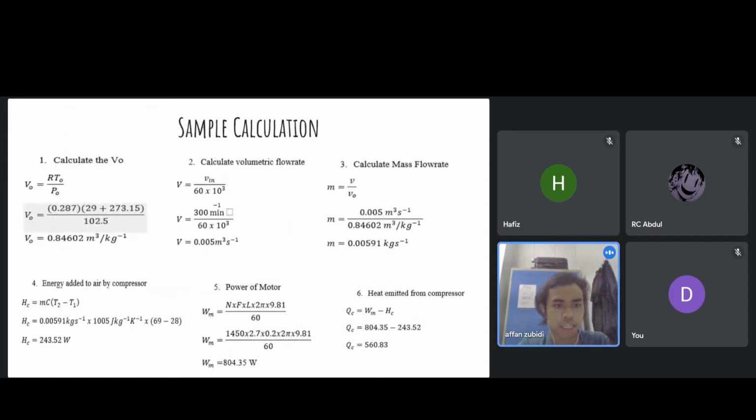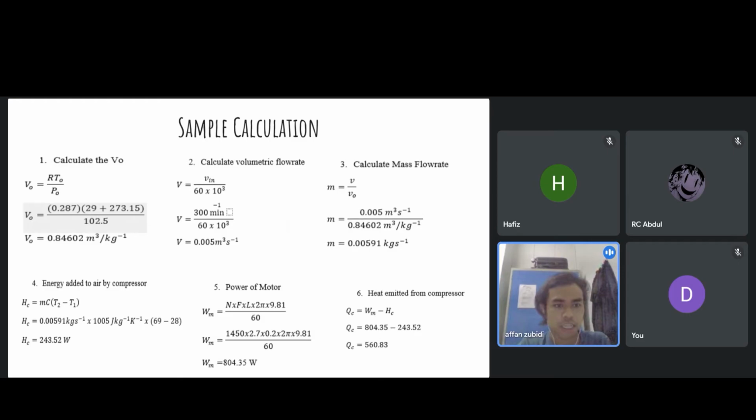Alright, this is the sample calculation of how to calculate the QC and HC just now in the table. First, we should calculate the V naught, where V naught equals R T naught over P naught. As we can see, R is 0.287, and the T naught we should convert to Kelvin, over P naught. So we get V naught equals 0.84602 meter cube per kg.